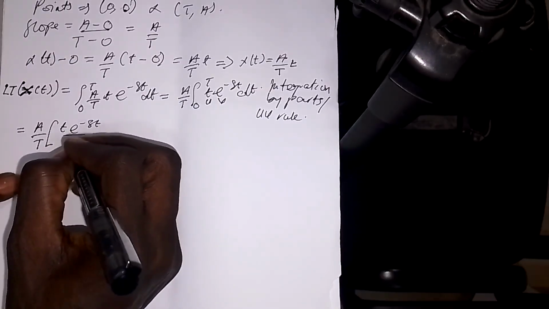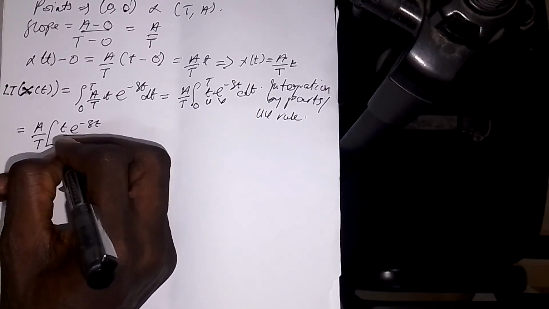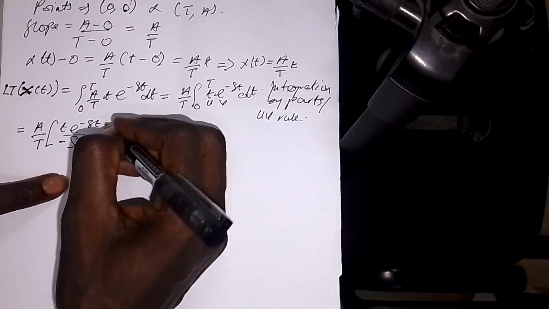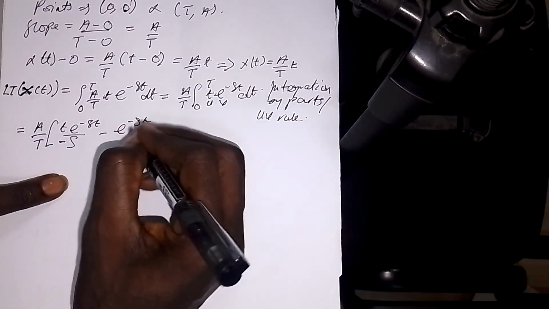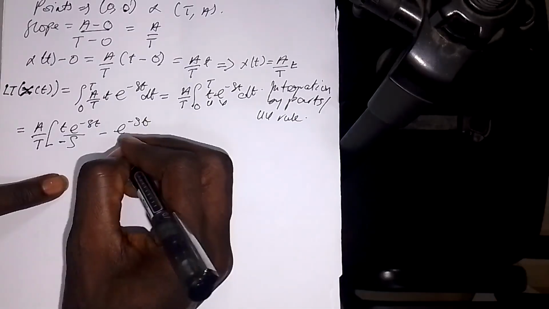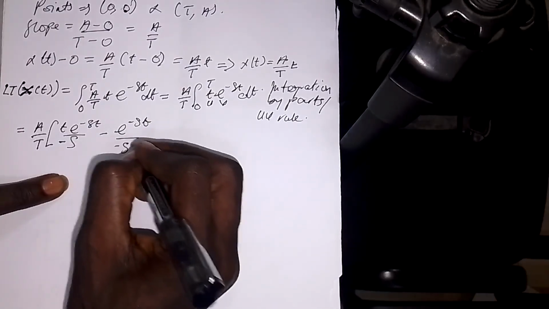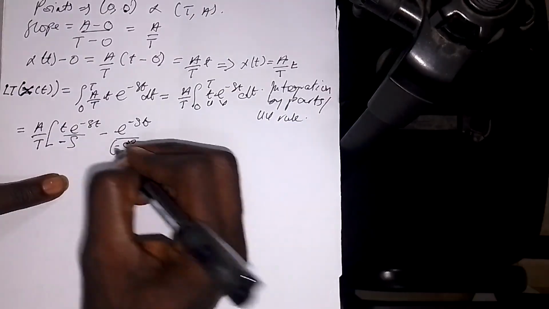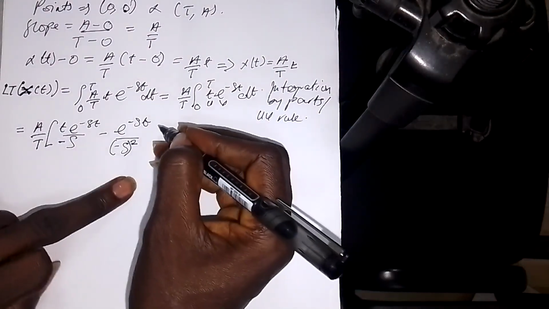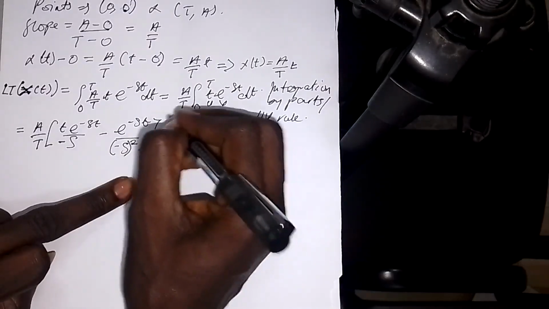Over S, okay? Over minus S. And then here I'm going to have minus e to the minus st. I'm integrating this twice, so I'll have over minus s squared, okay? So now here I'll just close it. Here is 0, here is t.